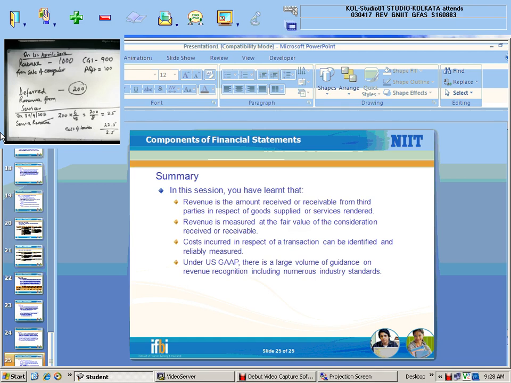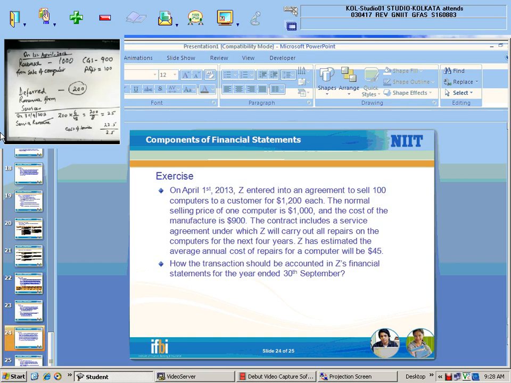Cost of services is basically, it is given $45, please remember. See the last line of the exercise in the first para. Z has estimated the average annual cost of repairs for a computer will be $45. So if the average annual cost of repairs is $45, for 6 months how much is the cost? 22.5. Is that clear?